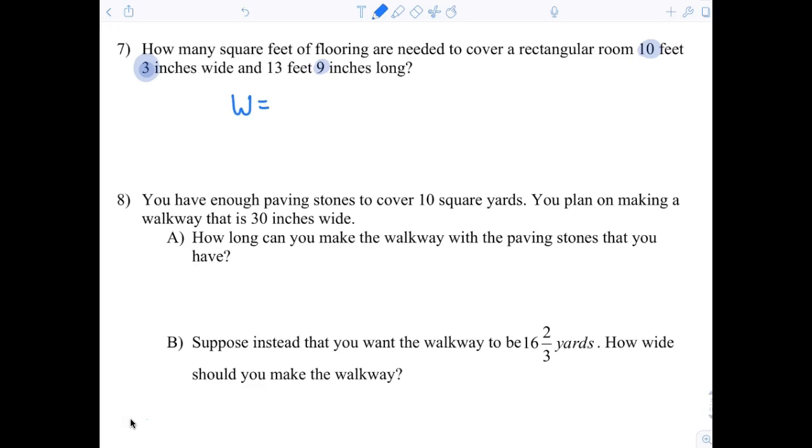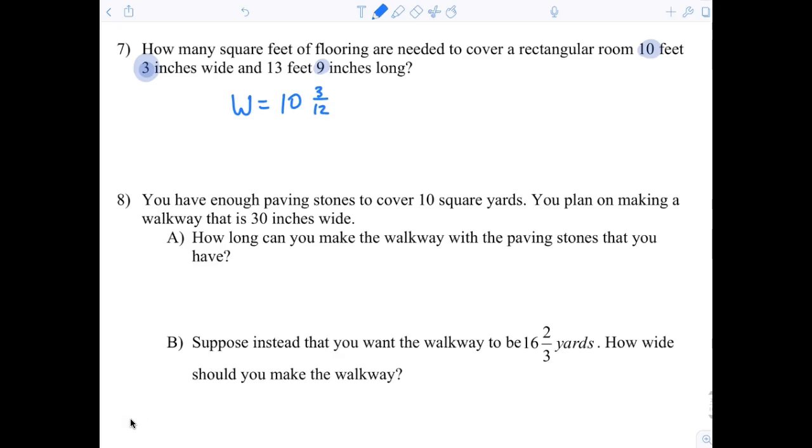So what you're supposed to be doing is saying that the width is 10 and how many feet? What fraction of a foot is 3 inches? 1/4, right? And how do we know that? Because 1 foot has how many inches? So you have 3 out of 12.